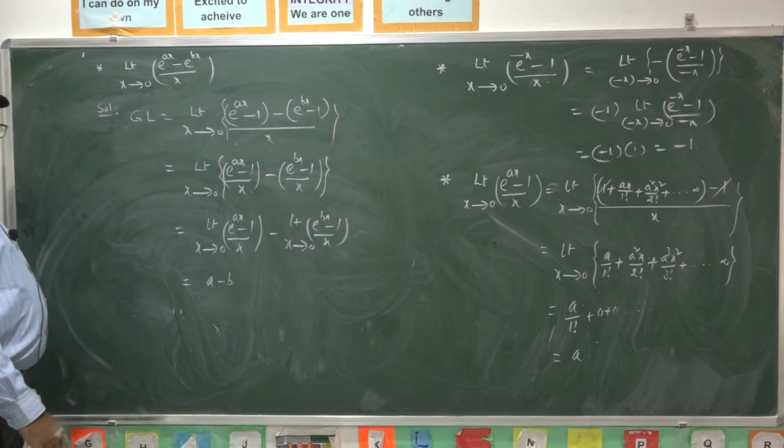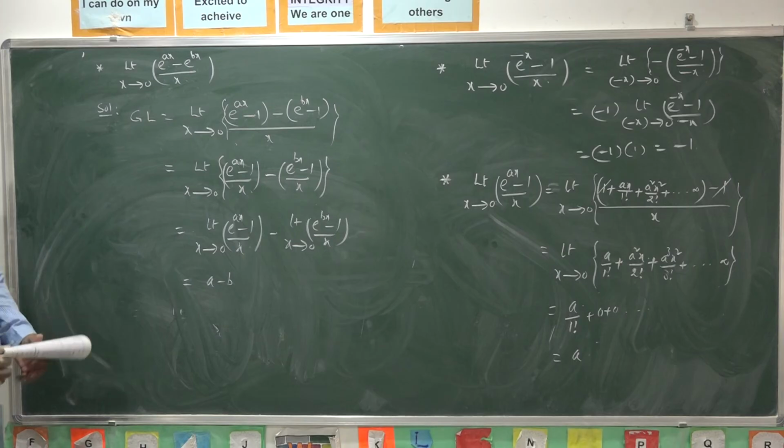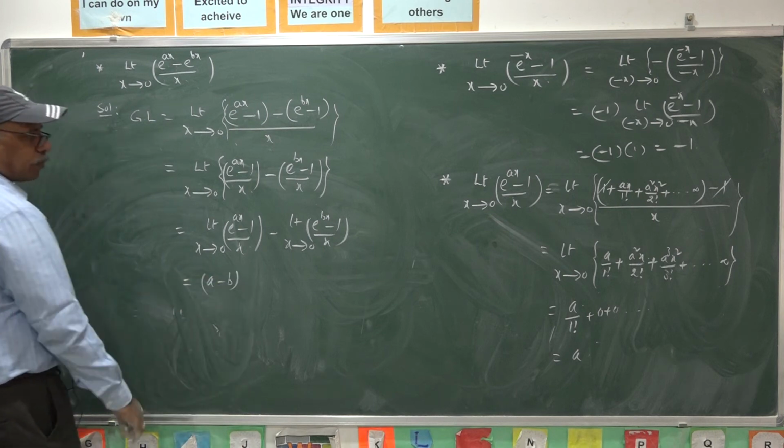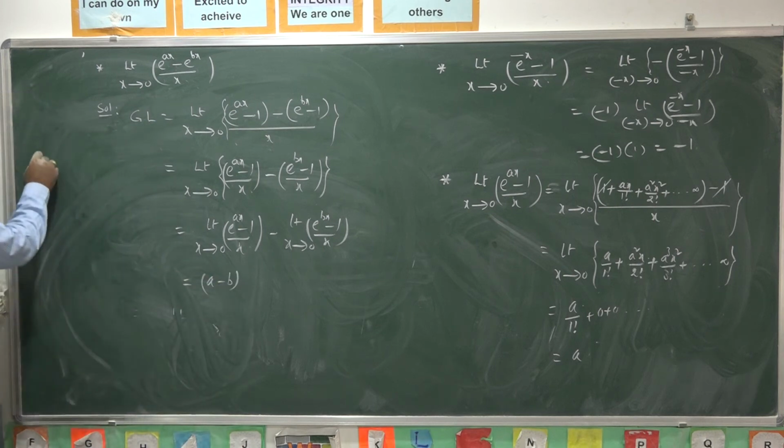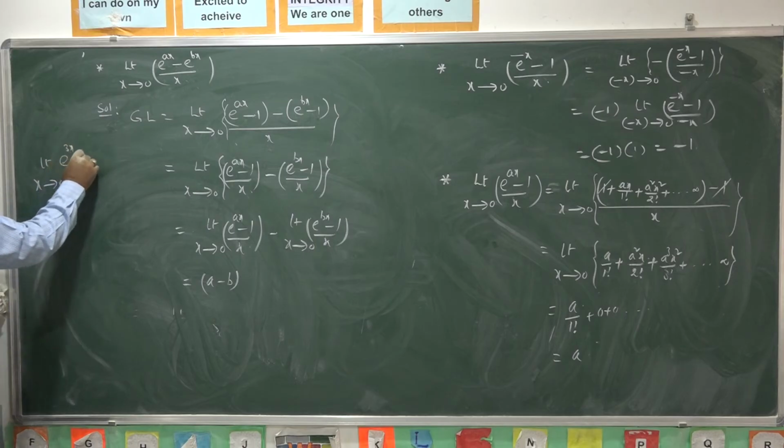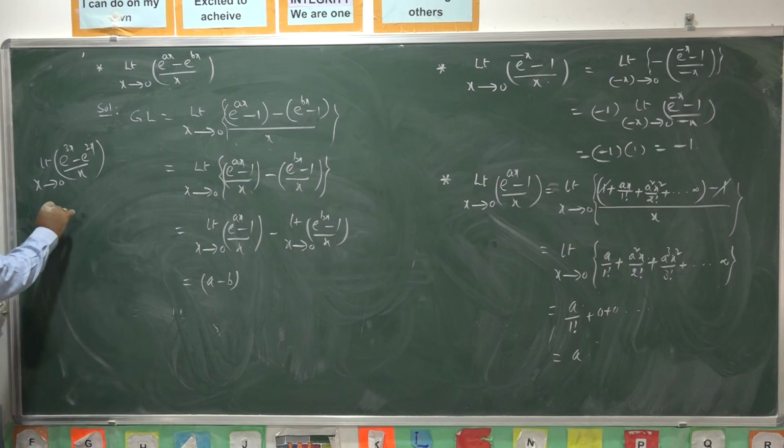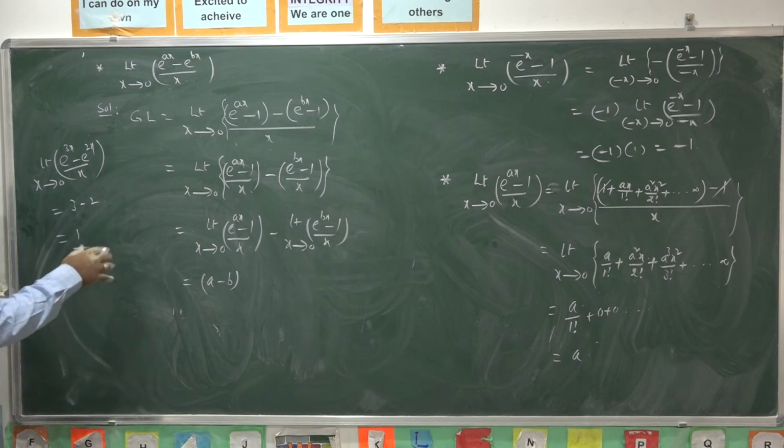Hence, the required limit as x goes to 0, (e^(ax) - e^(bx))/x is a minus b itself. This you can also use as a formula. Anywhere if you have the limit as x goes to 0, (e^(3x) - e^(2x))/x, straight away you can write it as 3 minus 2, that is 1. So, in such cases you can apply this formula.